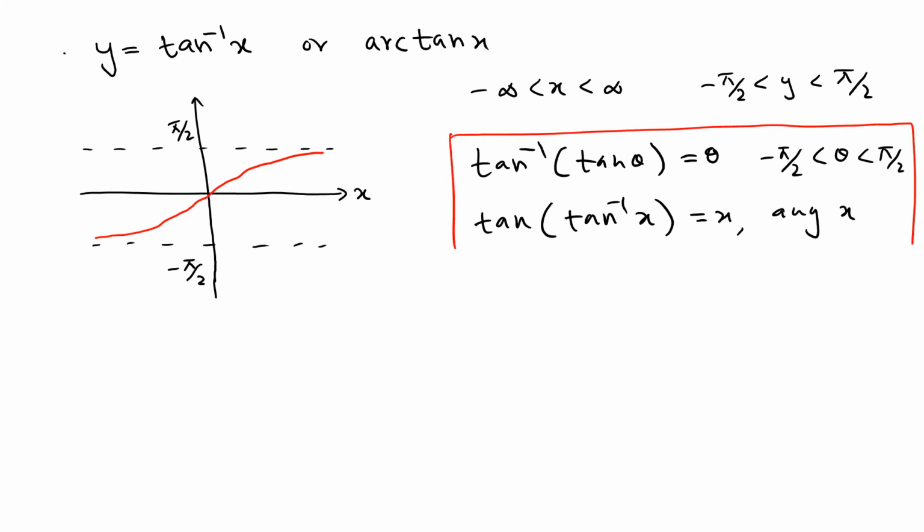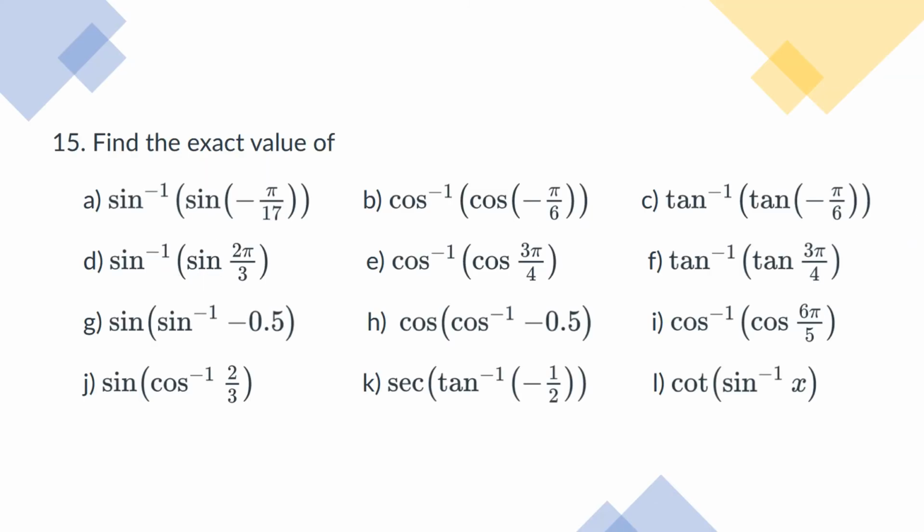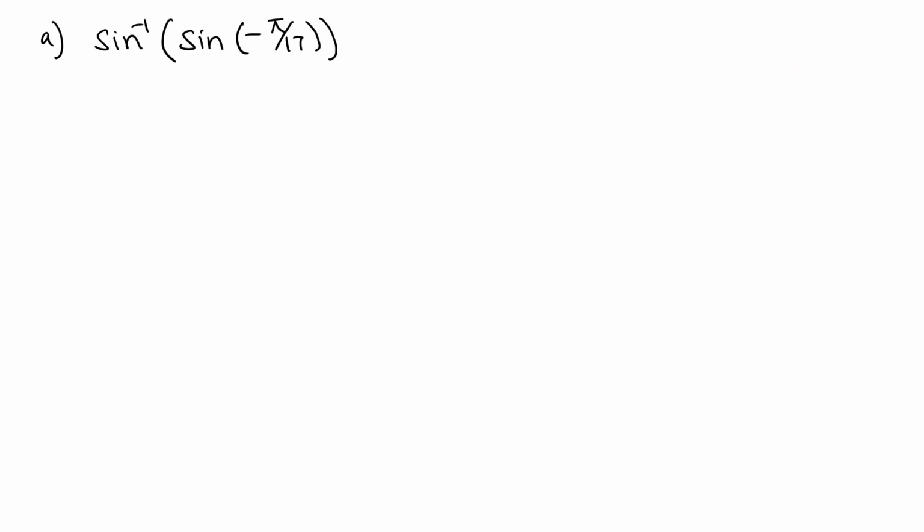So let's look at some of the problems now. We're going to find the exact value of these inverse trigonometric functions. Let's start with the first one. We have sine inverse sine of negative pi over 17. If you get a problem like that, we check whether this is in the right domain. We notice that it is between negative pi over 2 and pi over 2. So the cancellation property works, and you get negative pi over 17. So it's an easy one.